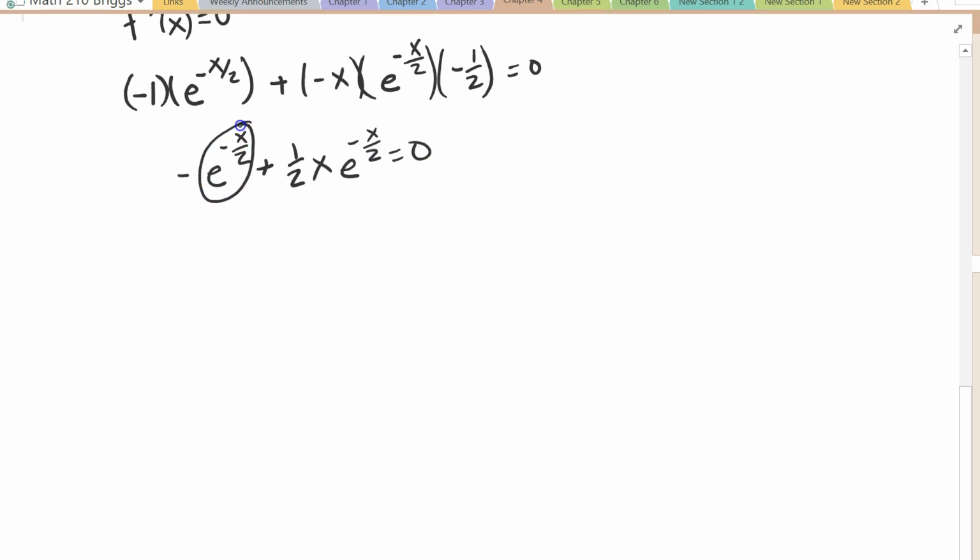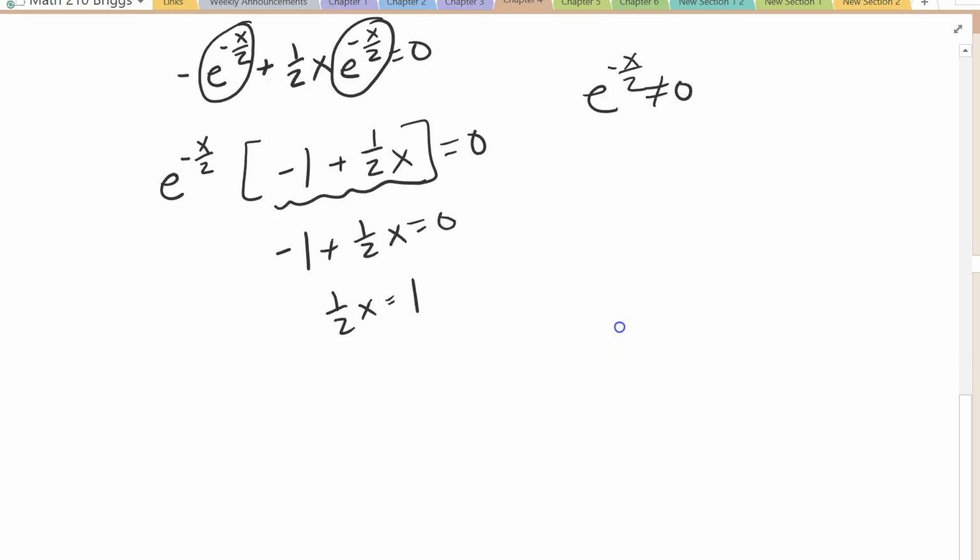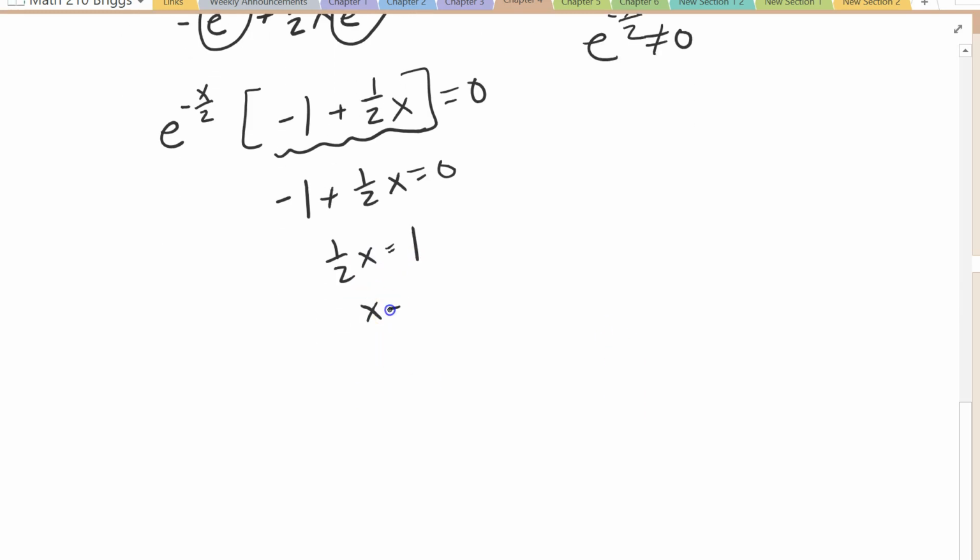I can factor out an e to the minus x over 2, that never equals 0, so I'm left with a minus 1 plus 1/2 x, set that equal to 0. E to the minus x over 2 never equals 0, so when does minus 1 plus 1/2 x equal 0? Well, that's when 1/2 x equals 1, and that's when x equals 2. So this is my only critical point.